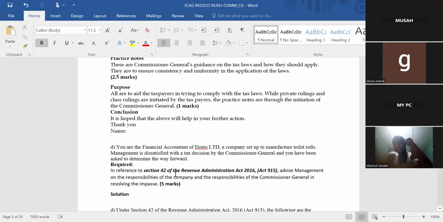Now, we have to conclude, and then we have to state the purpose. For the purpose, it aids the taxpayers in trying to comply with the law. All this is for us to ensure that we are tax compliant. And if you are tax compliant, you can get your tax clearance certificate if you want to either bid for a contract, or you want to clear your things at the port. So that is one of the purposes of being a compliant taxpayer.